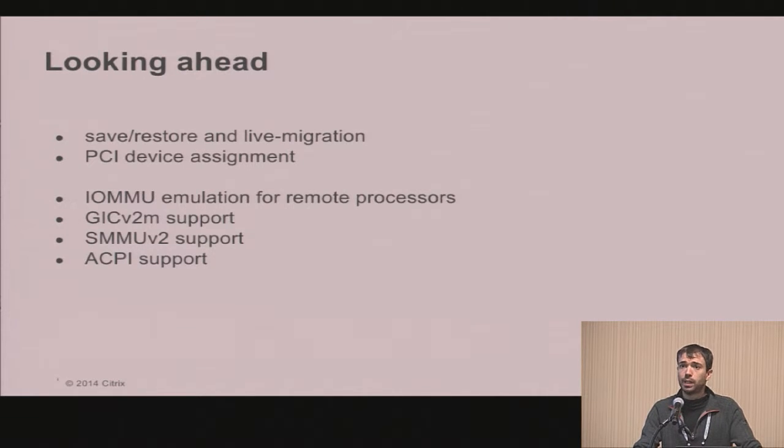GICv2m support. This is an update of the GICv2 interrupt controller with MSI support. SMMU v2 is an update on the SMMU. It actually contains lots of new features, but from the Xen point of view, it's basically the same as SMMU v1. So it should be really easy to make it work. And finally, ACPI support. People in Linaro are working on getting Xen booting on ACPI systems, and I have even seen demos of Xen booting on ACPI, but it's still a work in progress.